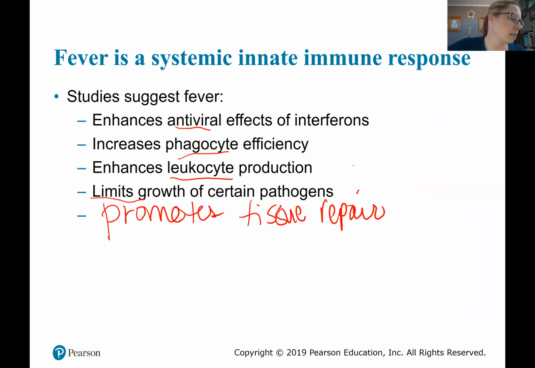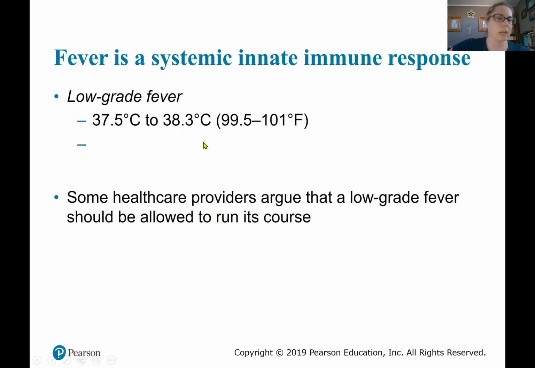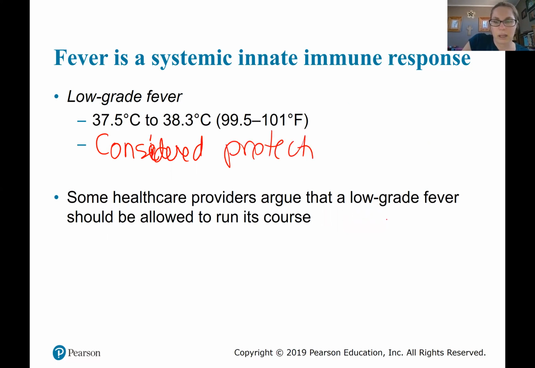Okay, so there are reasons that fever is part of the immune system. It is a way that the body has developed to help protect from an invader. So in the case of a low-grade fever, 99 to 100 degrees, some doctors and researchers believe that this low-grade fever is considered protective. It can actually be helpful.